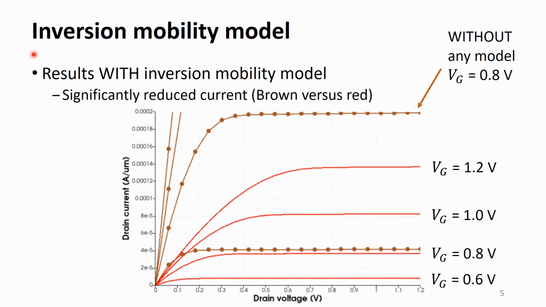Now, the inversion mobility model is introduced. Brown lines are the previous result without any physical model. The red lines are new ones with the inversion mobility. As you can see, the drain current is significantly reduced. The drain current at a gate voltage of 1.2 volt is even smaller than the previous result at 0.8 volt. Again, it is mandatory to consider a proper mobility model.